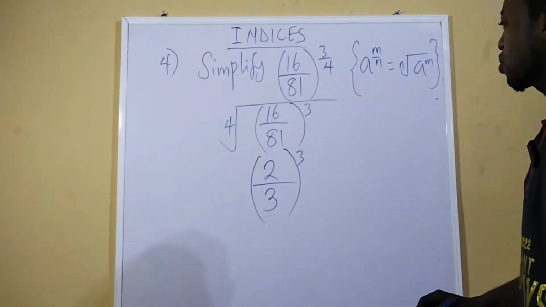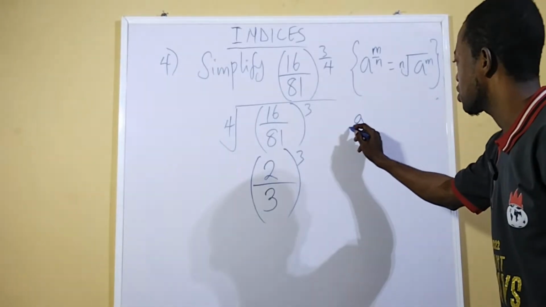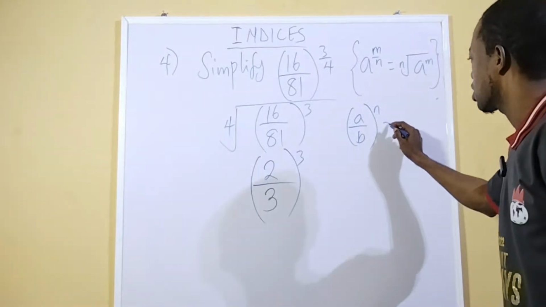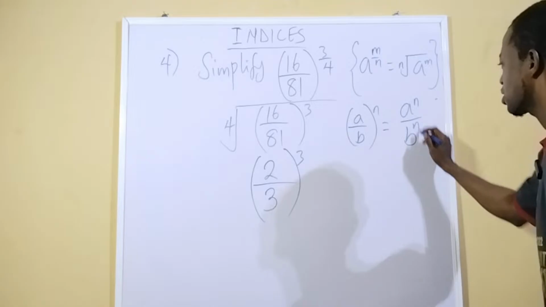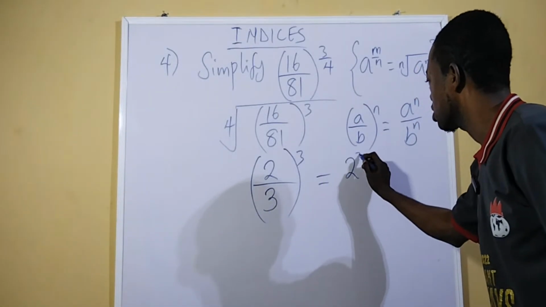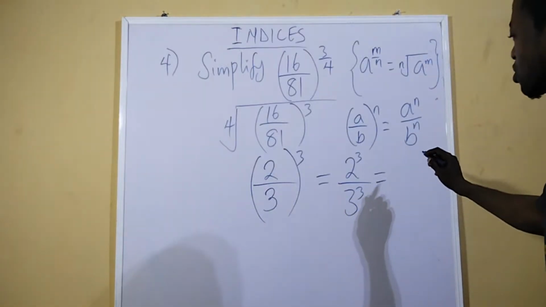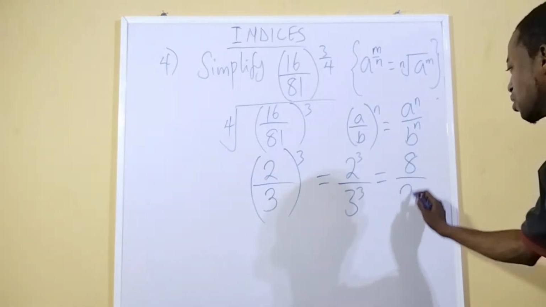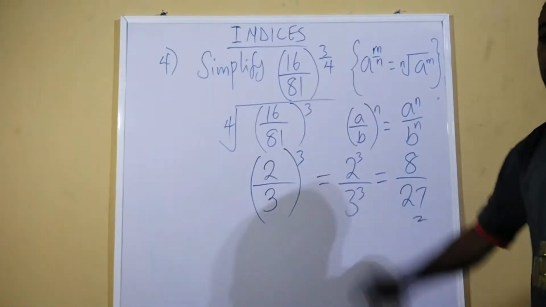Then there is a law of indices that is applicable here. That's when we have a over b all raised to power n, we can write this as a raised to power n over b raised to power n. That is, this becomes 2 raised to power 3 over 3 raised to power 3. And this becomes 8 over 27. So this is the simplified form of this particular expression.